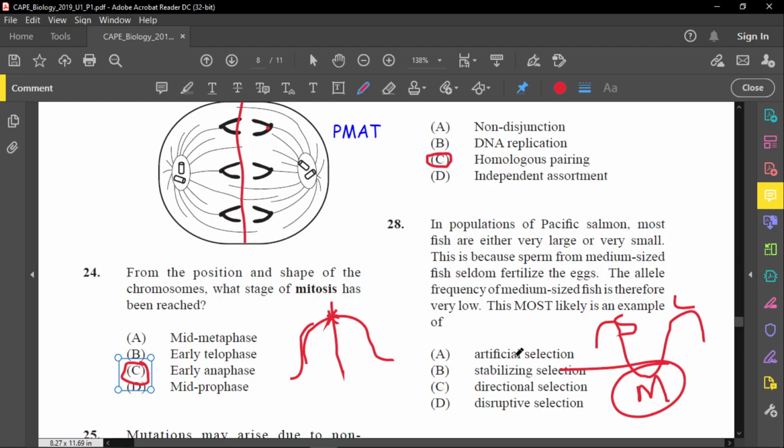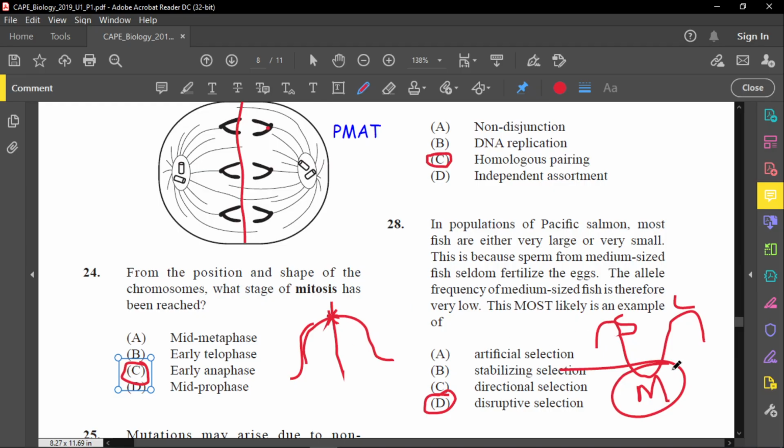All right, not artificial selection, because in artificial selection you select the one that you prefer. So you may select the largest one, and so on. Stabilizing, of course, is when you have a normal population. Directional is when you have a parallel in terms of the changes. And so disruptive selection is definitely the answer, because disruptive is when the changes are favored on the extreme ends of the traits. For example, the extreme ends here, small and large, are favored, not the average or medium size. So the medium size is not favored by disruptive selection.